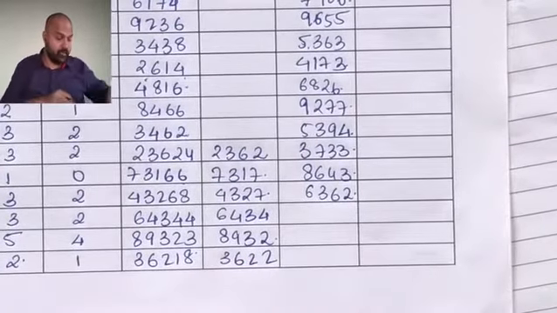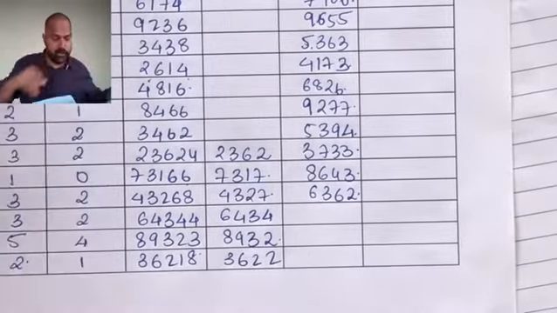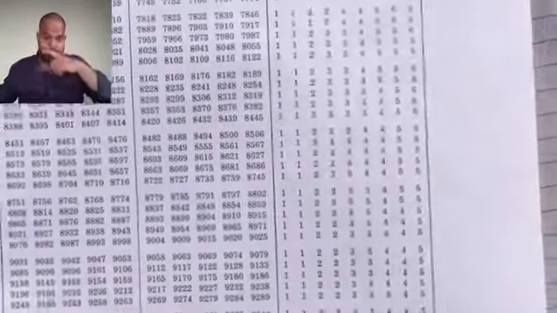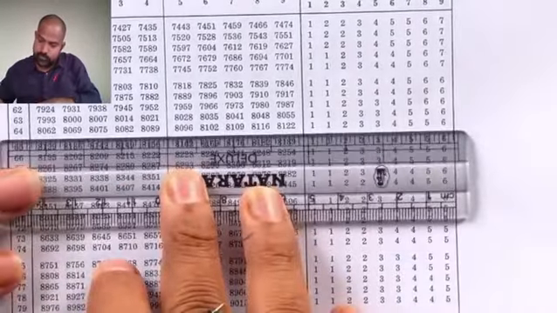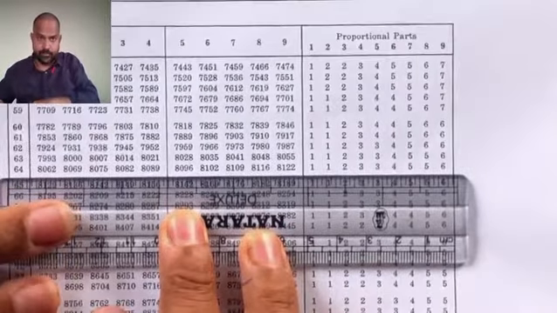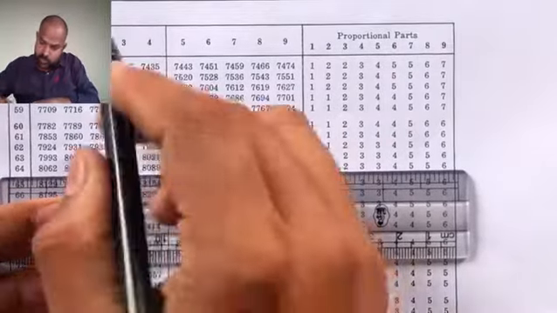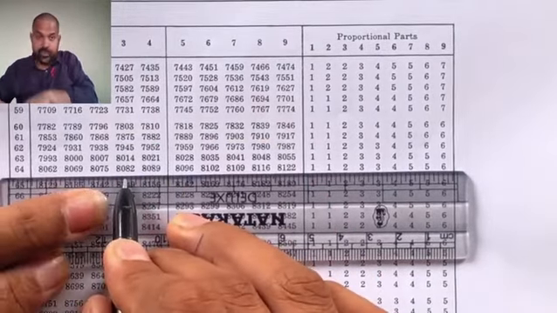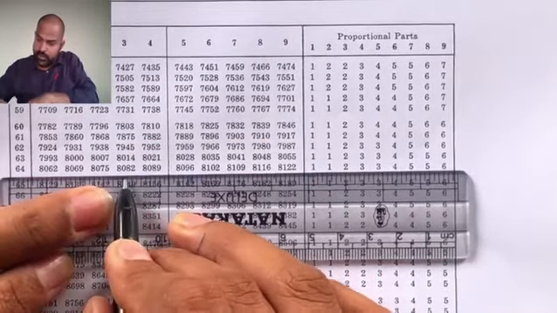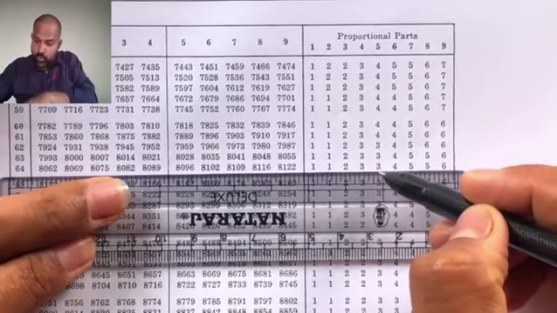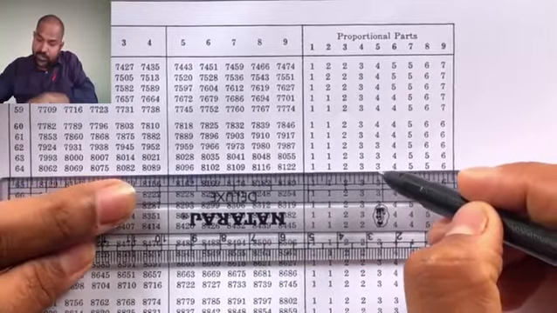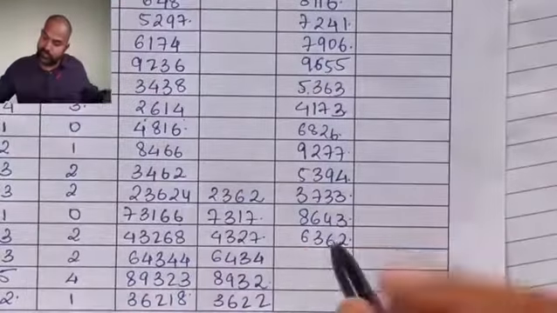Next, 6434. Under 64, we are looking for 34. In 64, when you look for 3, this is going to be 8082. In that, we are looking for 4. In that, 4 is going to be 3. So add the 3 to 8082 is going to be 8085. So the mantissa is 8085.